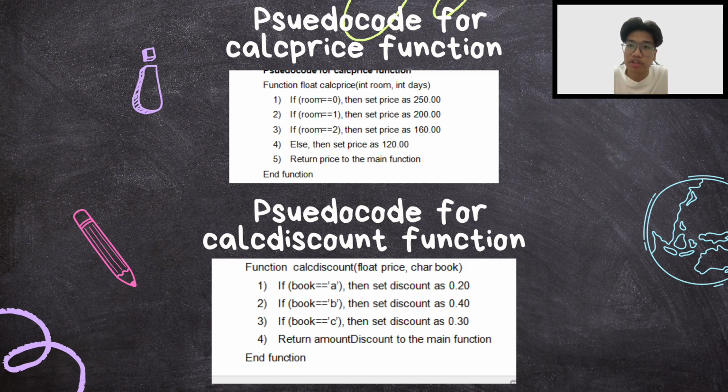Okay, so it will come to the function. The pseudocode for the calculate discount function: calculate discount takes float price and char book, which we use in this C++. If the book code is A, then set discount as 0.20. Second, if book code is B, then set discount as 0.40. If book code is C, then set discount as 0.30. Else, after that, return amount discount to the main function, then we end the function.